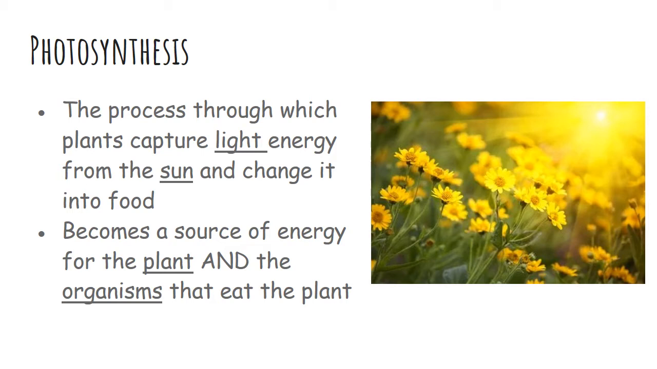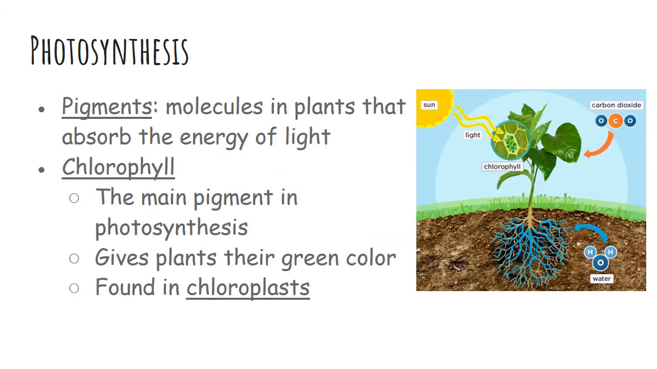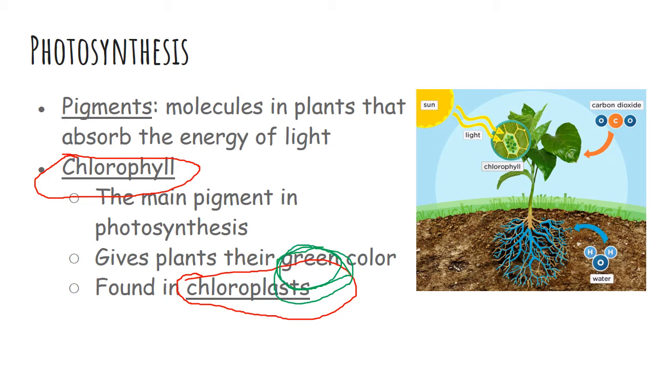So here on the next slide, we're going to go over a bit more what the products and reactants are. So pigments in the plant. Pigments are molecules in plants that absorb light energy. They're in the chlorophyll. They're the main pigment in photosynthesis. These are green. These are found in chloroplasts. So chlorophyll right here is found in chloroplasts. My circles are not the best, but we can make do. Chlorophyll fills chloroplasts. It is also green. This is what makes the plant green.